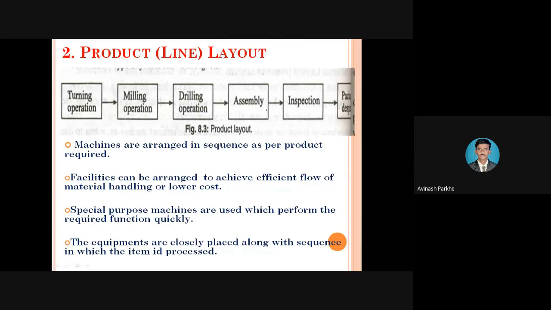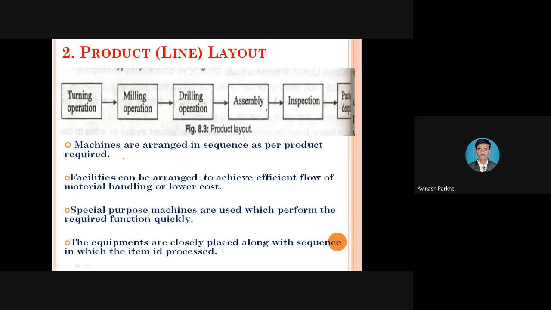In such types of industries, this product layout, also called a line layout, plays a very important role. What is the meaning of that? Machines are arranged in sequence as per the product requirement. If you have to manufacture one product, according to the requirement of that product we have to set the sequence of machines. For example, if I have to manufacture a gearbox, what is the manufacturing process of the gearbox?